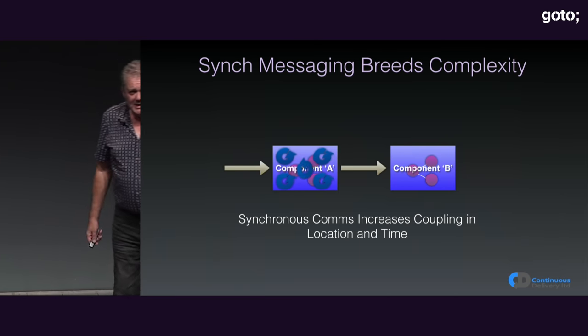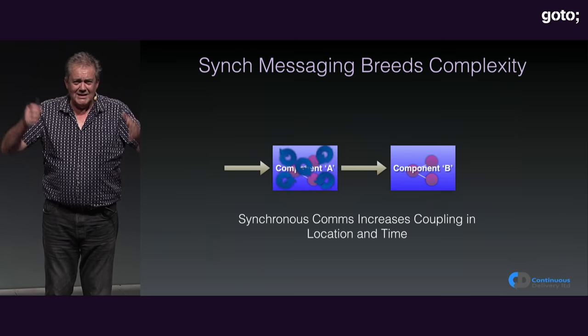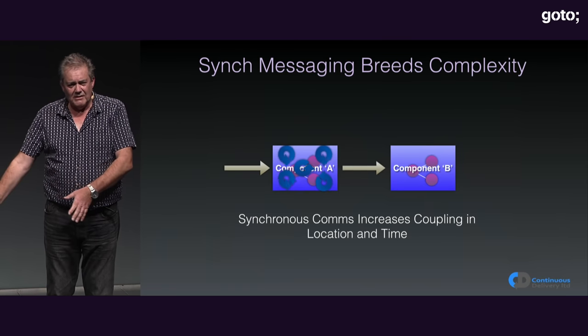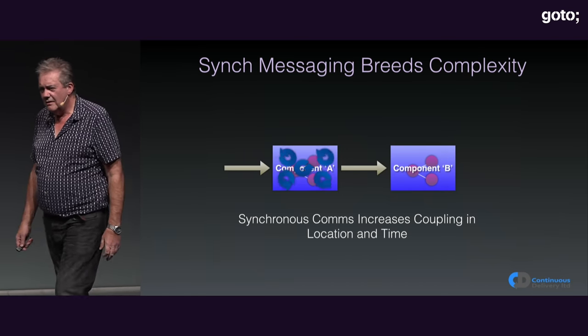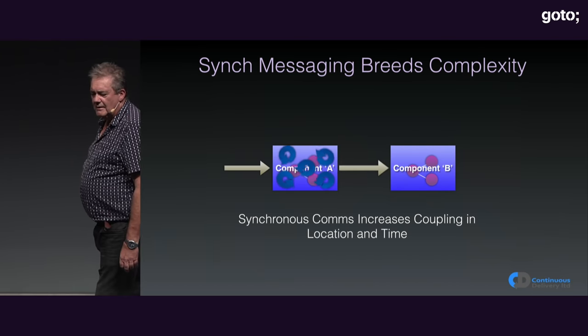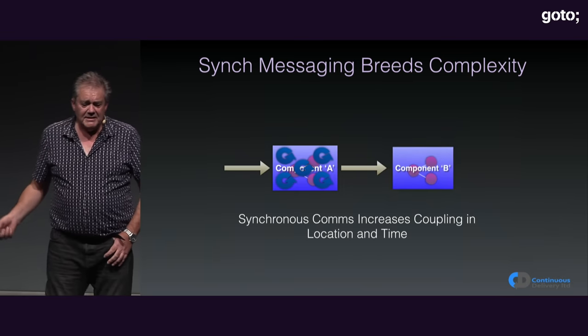And now we've just added one of the most complicated things in computer science into the middle of our domain logic, the management of multi-threaded and concurrent programming. And there's still a limit.